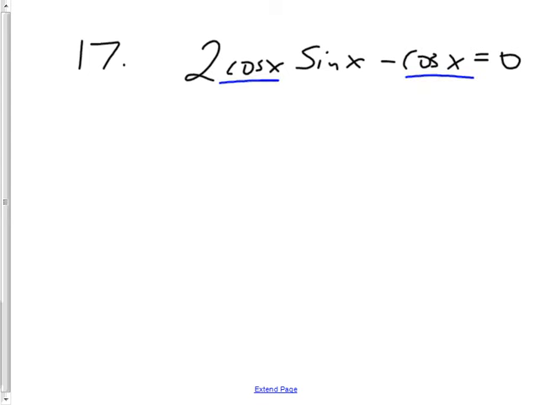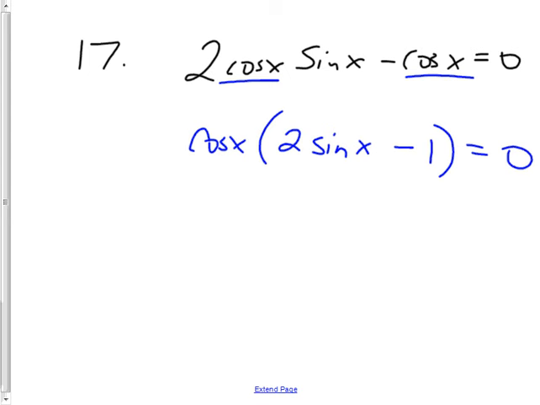Number 17 is talking about finding all the solutions between 0 and 2 pi. So 2 cosine x sine x, and then minus cosine x equals 0. I hope I've said this enough times that it has sunk in. If you can factor something, you should factor it. If you can factor something, you should factor it. So I see there's a cosine in both of them. So I should factor out that cosine. And what do I have left? 2 sine x minus 1.